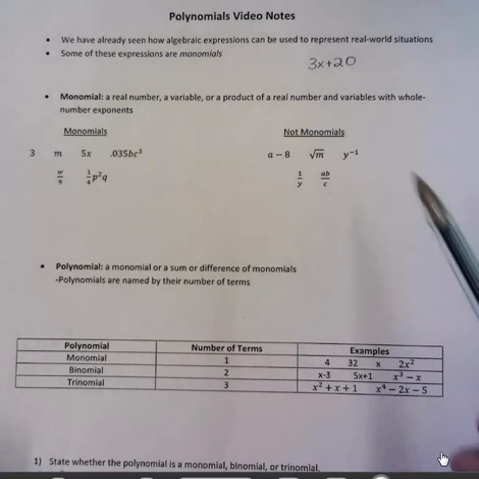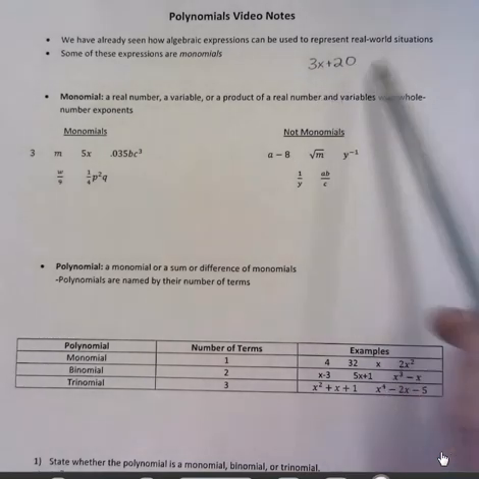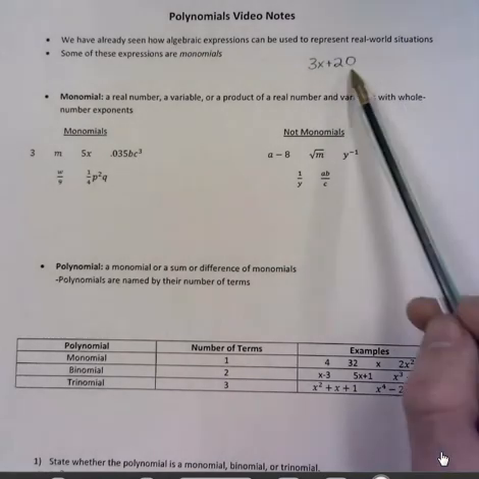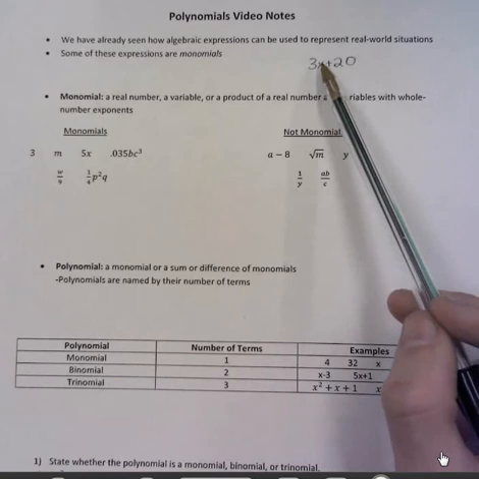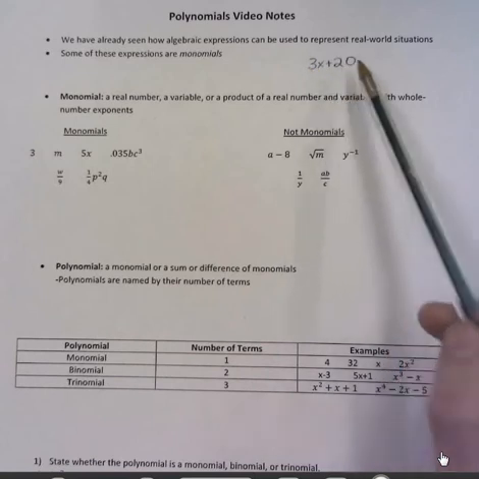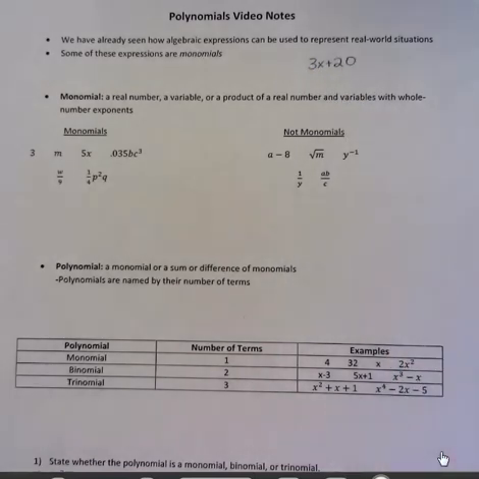Hey, we've already talked about how algebraic expressions can be used to represent real-world situations. We've talked about that quite a bit this year. For example, 3x plus 20. Maybe you make $20 for a certain task, plus you receive a certain amount of money for the 3 hours that you're working, okay? That's something very basic.